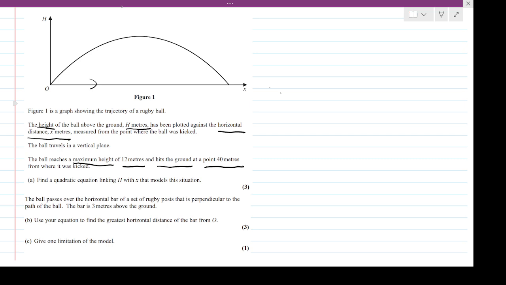And then part A is kind of like the other question we looked at. Find a quadratic equation linking h to x. So for part A, they're asking us to find the equation this time. So it says find a quadratic equation, so it's going to look like this, right? h is going to be ax squared plus bx plus c. So it's going to look something like this at the end.